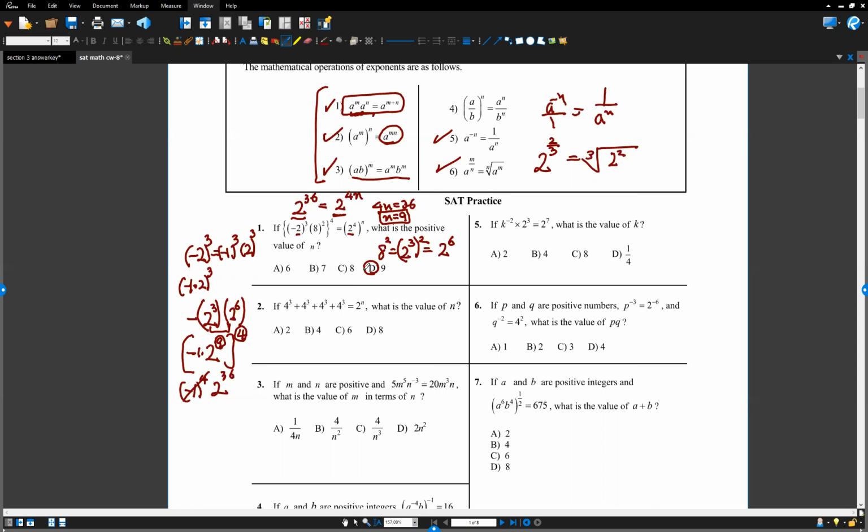4 cubed plus 4 cubed plus 4 cubed plus 4 cubed. What is this one? A plus A plus A plus A, that's 4 times A. It's okay. This is also 4 times 4 cubed. That's the same thing, equivalent. But that is equal to 2 to the n.